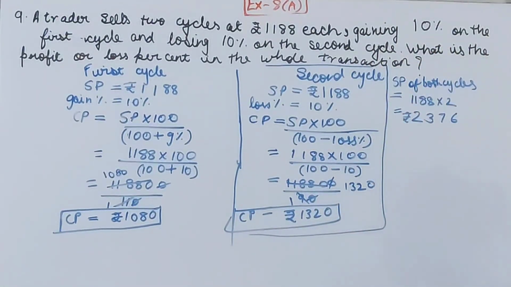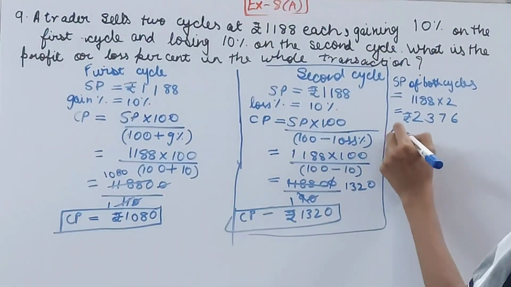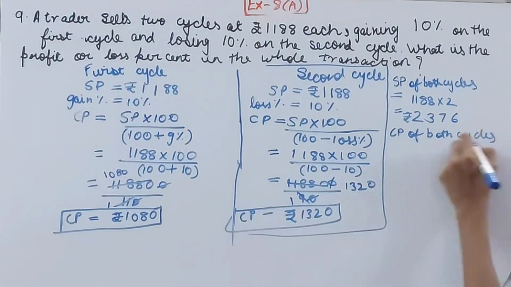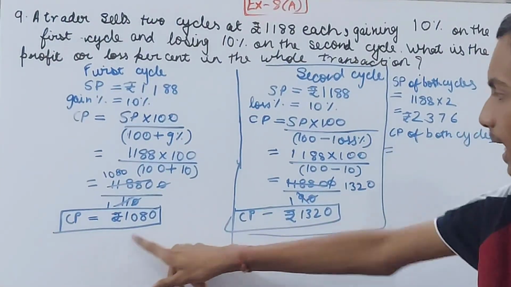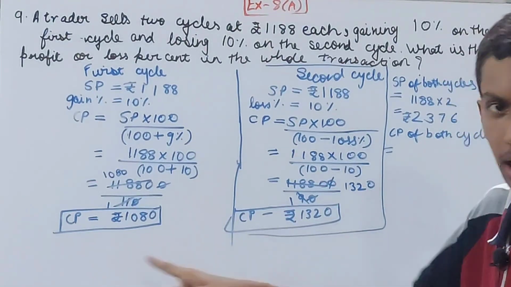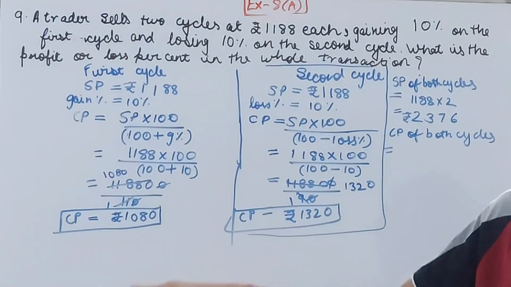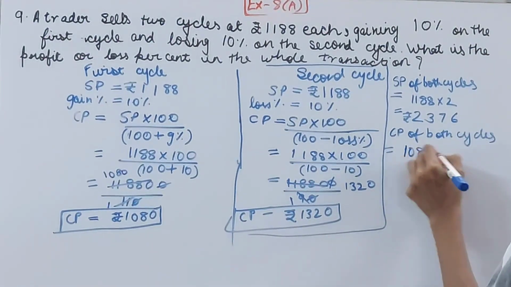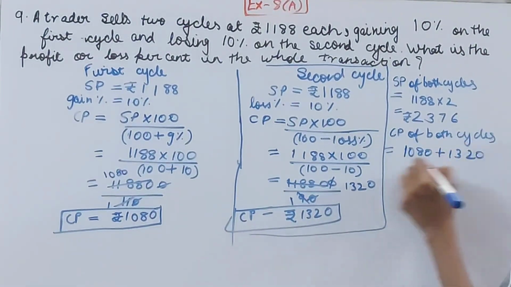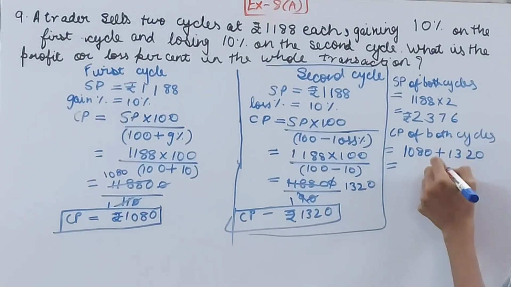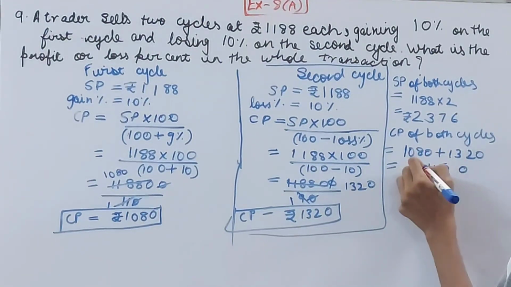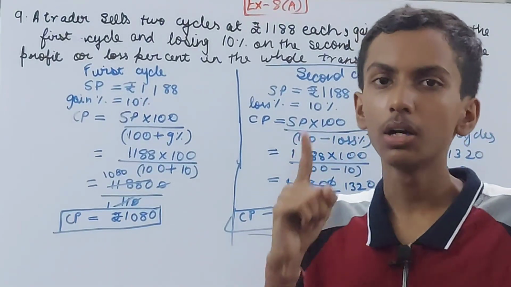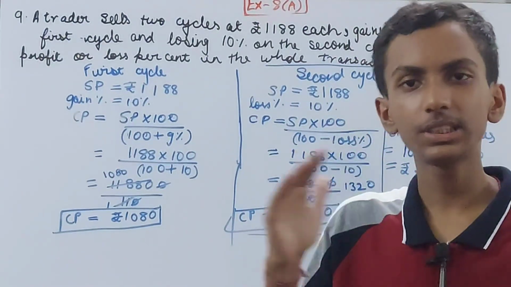Now the cost price of both cycles, that also we have to calculate. We have calculated the cost price of both the cycles, and now is the time we use them. We add both of them: 1080 plus 1320, which gives rupees 2400. This is the cost price of both the cycles.